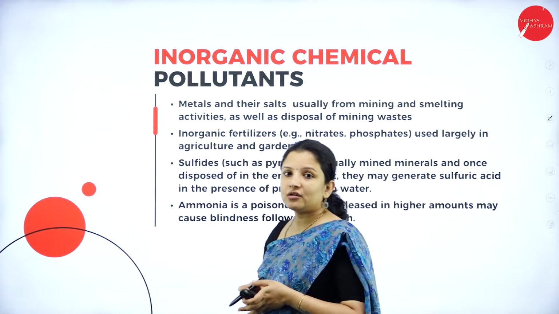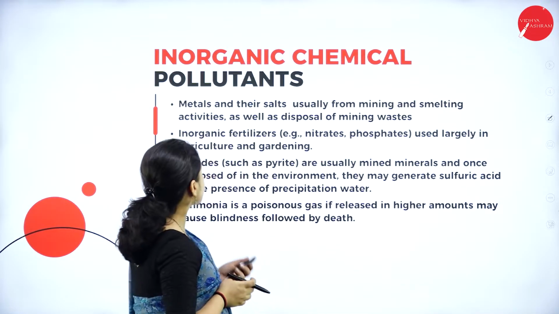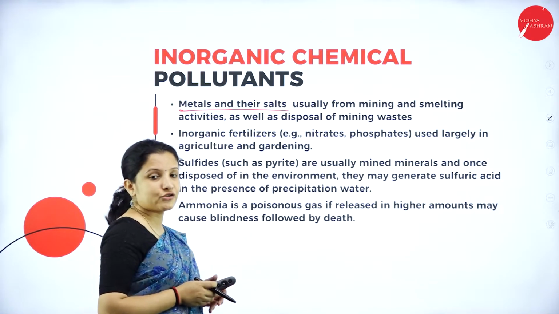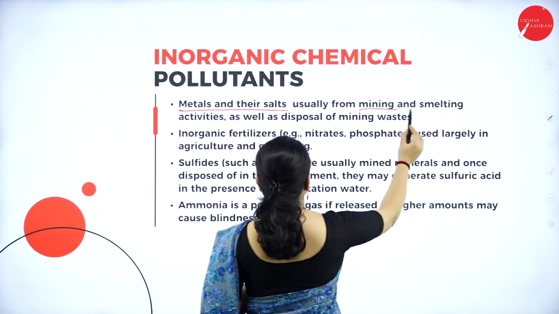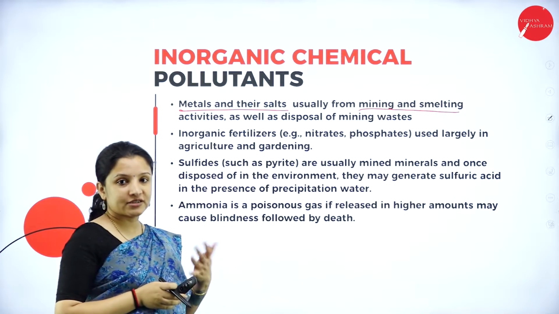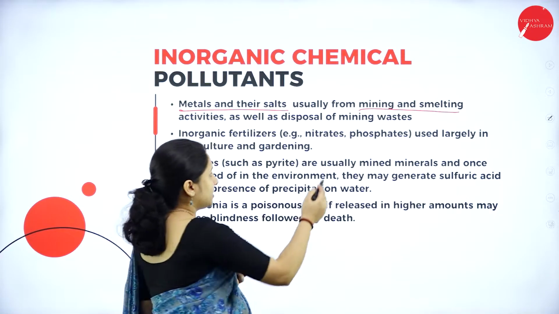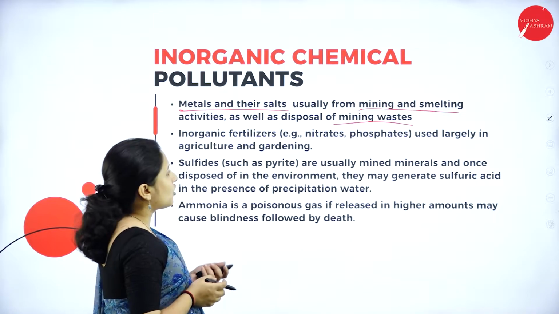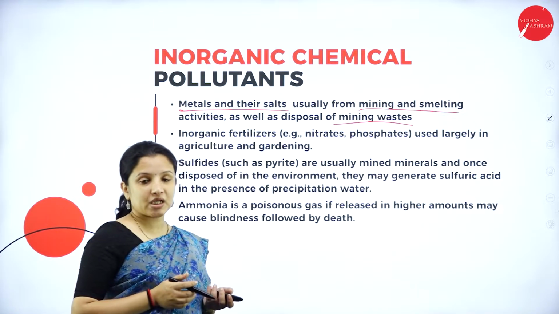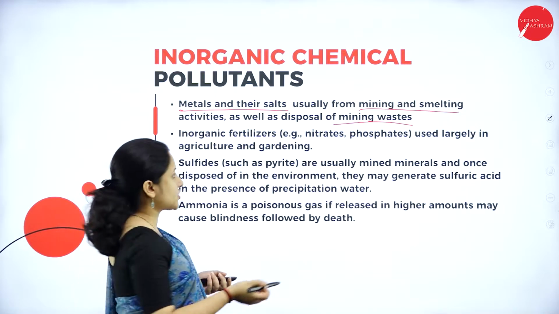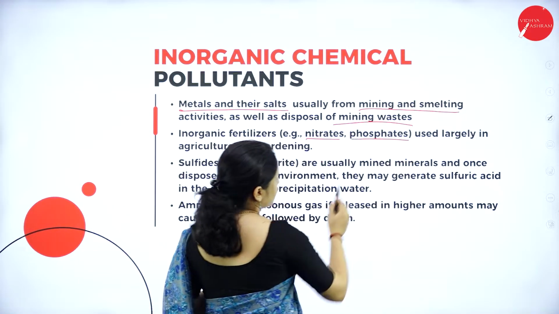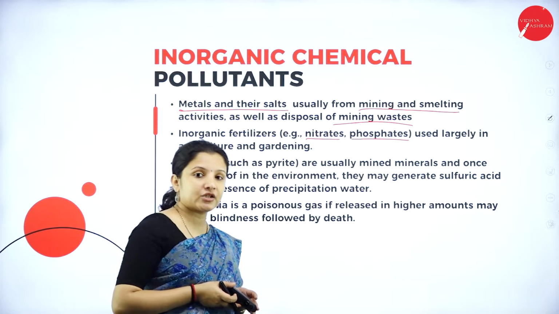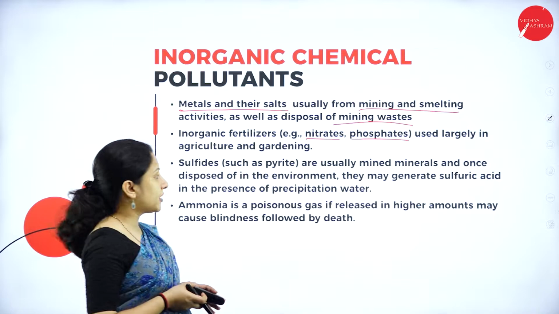Next, talking about the inorganic chemical pollutants. There are some metals and their salts which are usually obtained during the mining and smelting process. If not disposed of properly, they can cause chemical pollution. And there are some inorganic fertilizers such as NPK, that is nitrogen, phosphorus, potassium, so nitrates and phosphates, which are the chemical fertilizers especially used in gardening and agricultural activities. They also can cause chemical pollution.